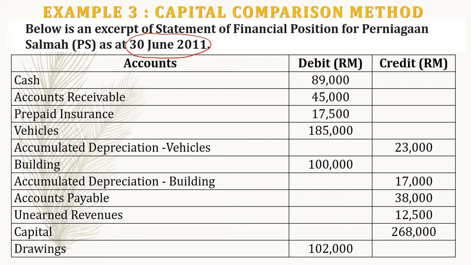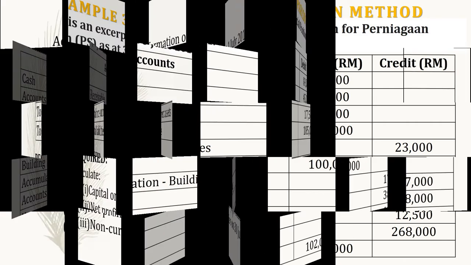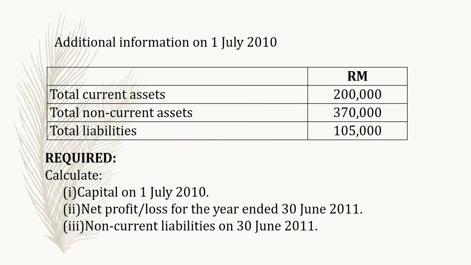And we are supposed to calculate the amount for your beginning capital. This is your beginning capital, and then you'll use the amount that you get in the beginning capital to calculate the net profit or loss. And we are supposed to calculate the non-current liabilities on the closing date.